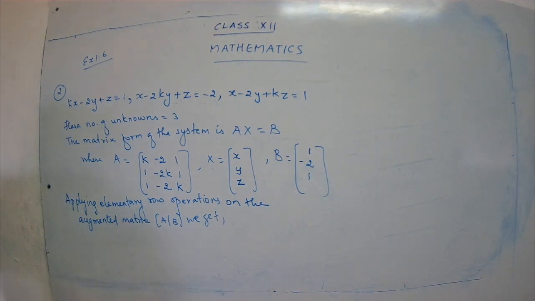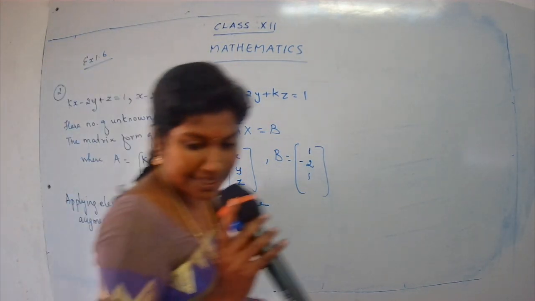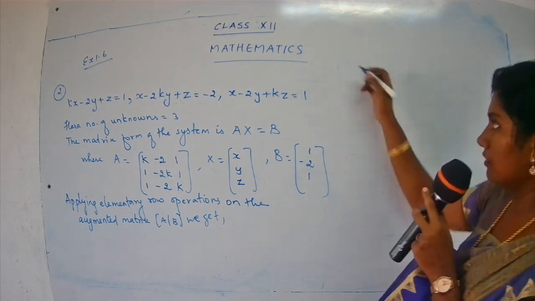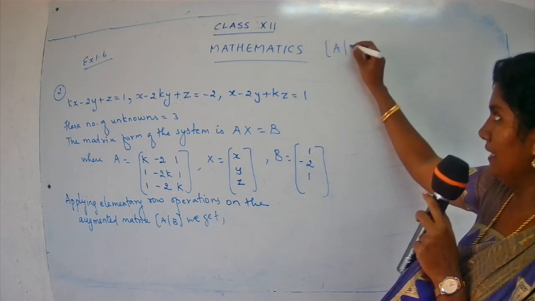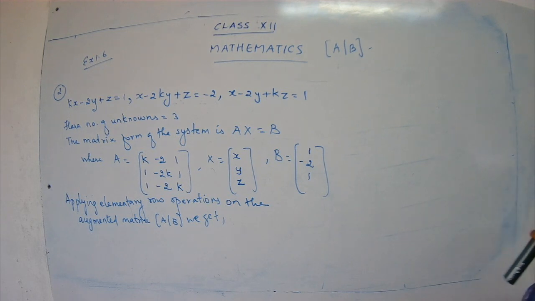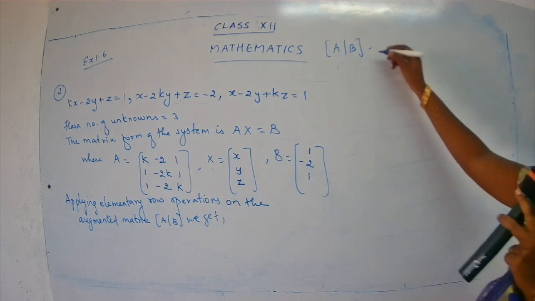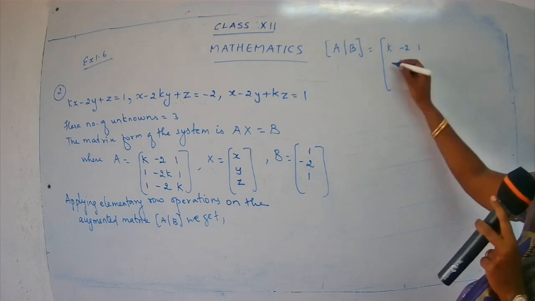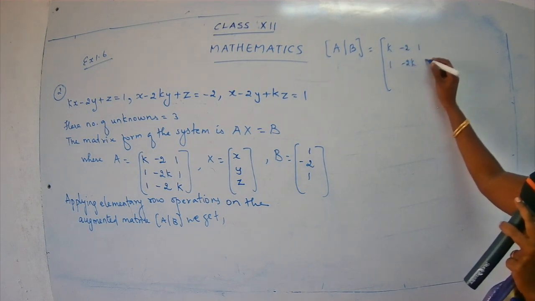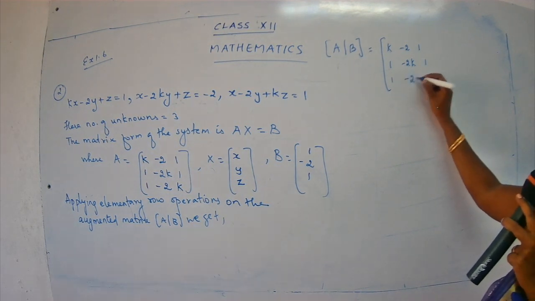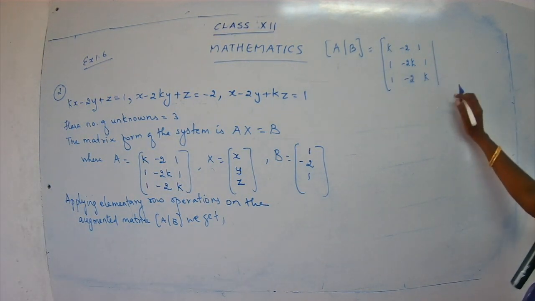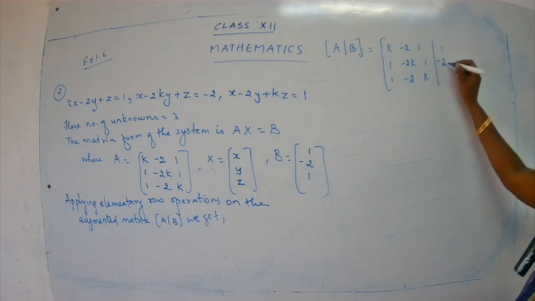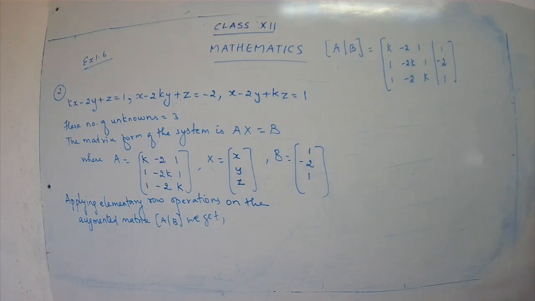Now we are going to get a new matrix, that is the augmented matrix AB. Let's get the work done. I'll just write here AB. You're just going to bring the A matrix and B matrix together. So let's write down: k minus 2, 1, 1 minus 2k, 1 minus 2k. Copy the A and the B together: 1, minus 2, 1. That's all. So we have just taken down the augmented matrix. We know the steps. What are we to do?